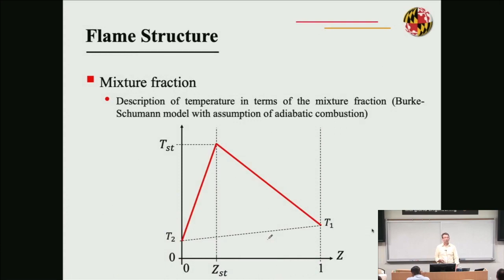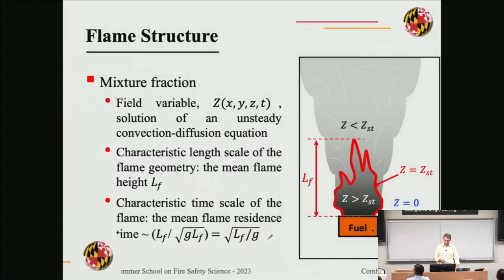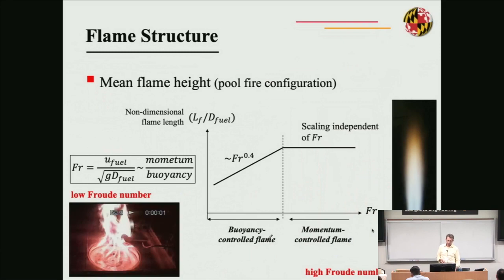There is also a description on the adiabatic conditions about the heat distribution across the flame as a function of mixture fraction. So, I'm going to keep moving on, looking at the characteristic length scale of the problem, which is the flame height. The flame height in a diffusion flame is the main characteristic length scale that is used for characterization of the flame behavior.